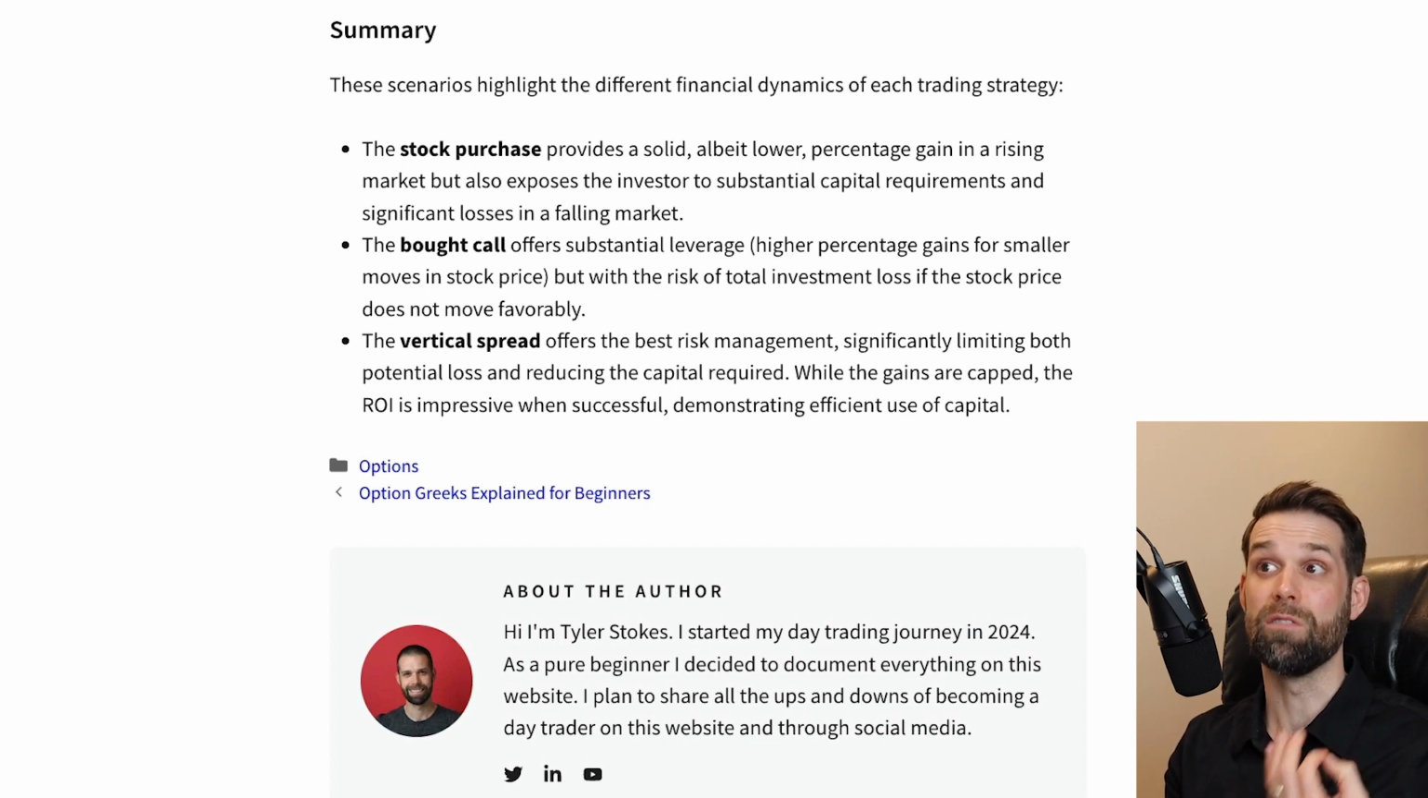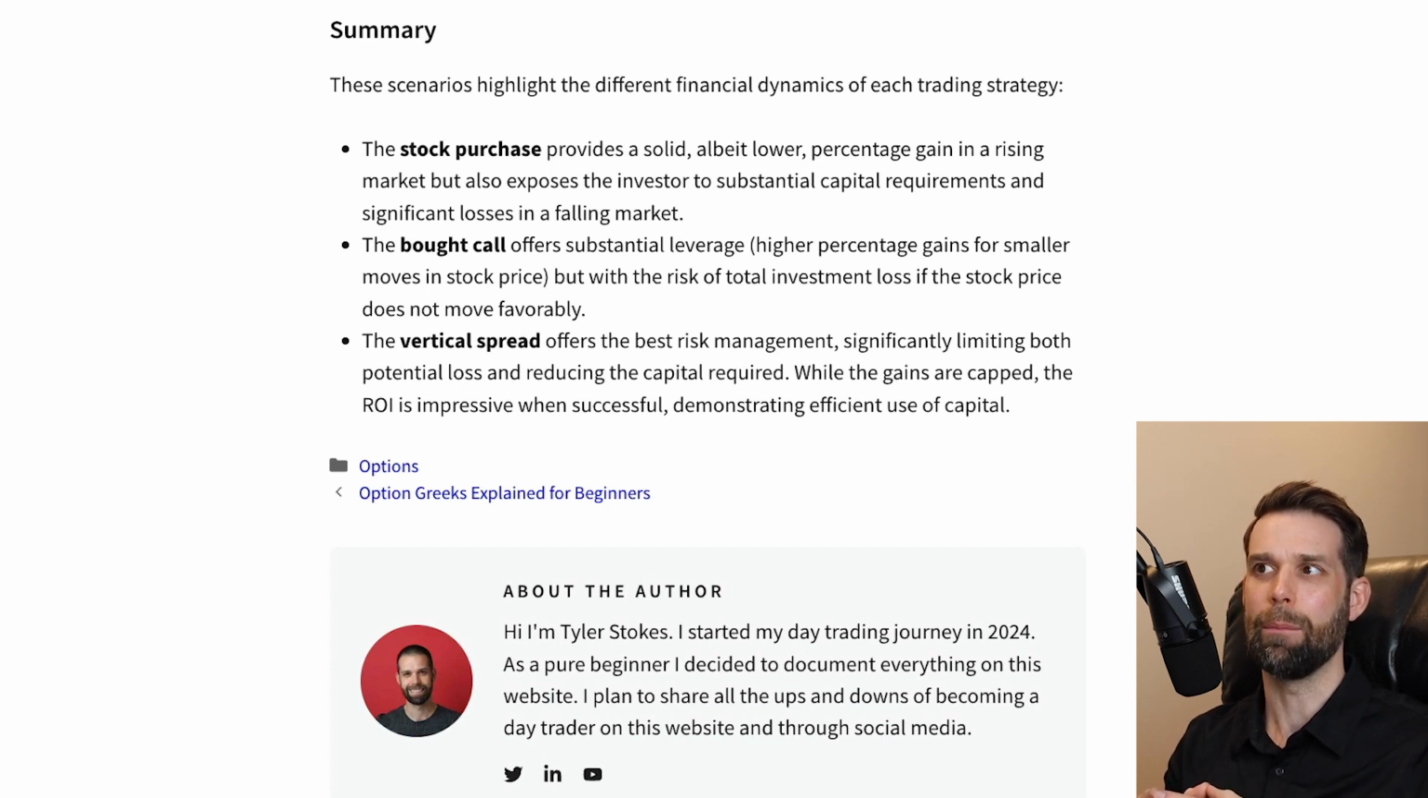And then what we saw with the vertical spread, well, this offers really the best risk management, significantly limiting both potential loss and reducing the capital required. So it was half as much as just the straight up call. And obviously, your profits are capped, but your losses are much less.